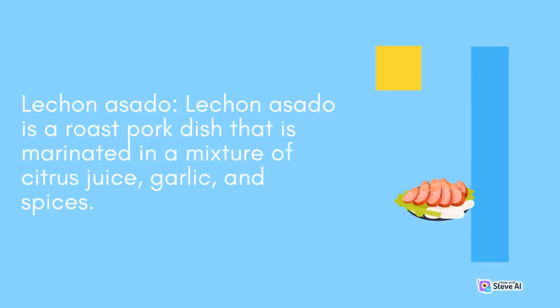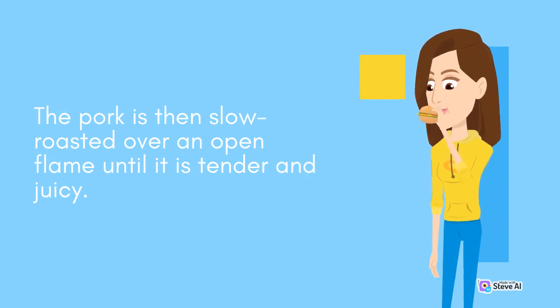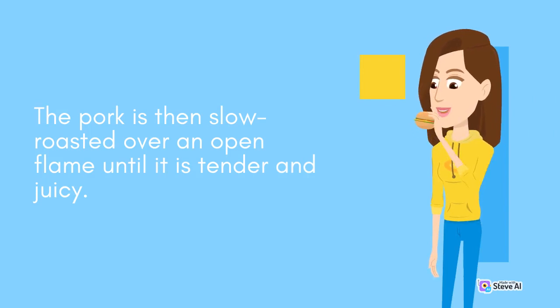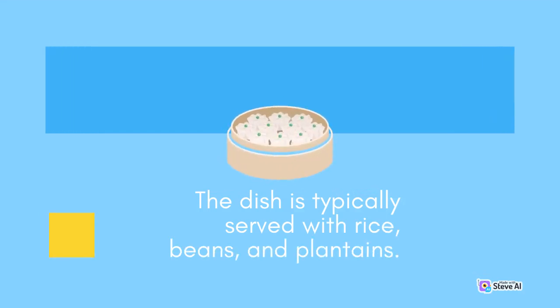Lechon asado. Lechon asado is a roast pork dish that is marinated in a mixture of citrus juice, garlic, and spices. The pork is then slow roasted over an open flame until it is tender and juicy. The dish is typically served with rice, beans, and plantains.